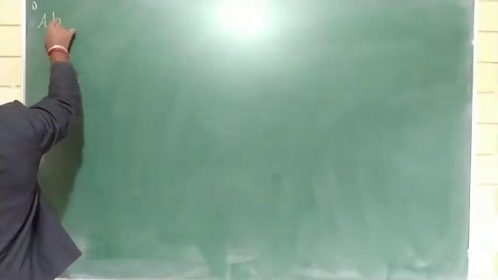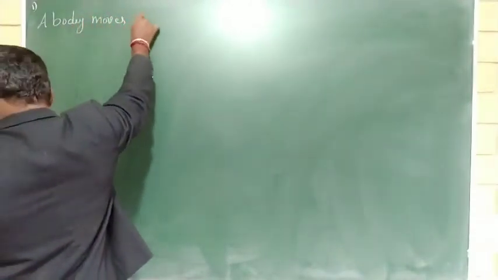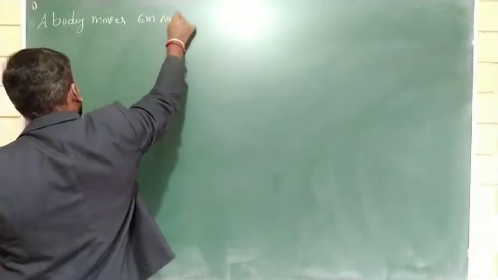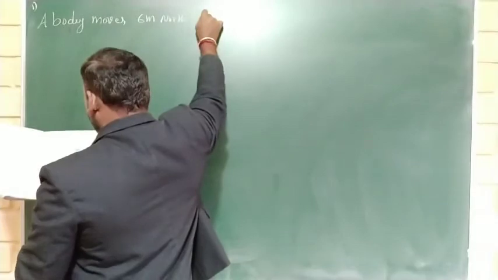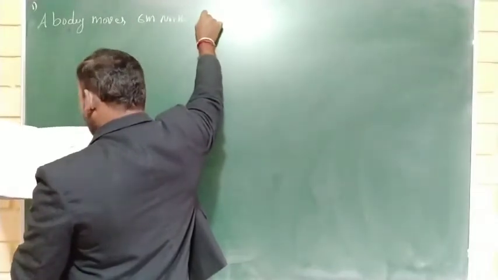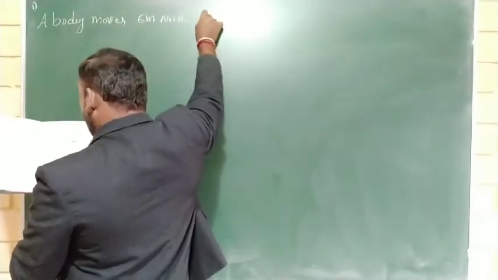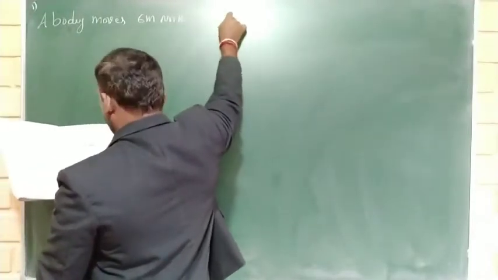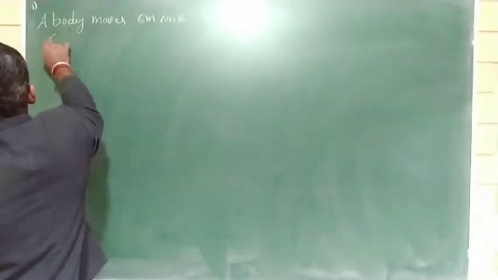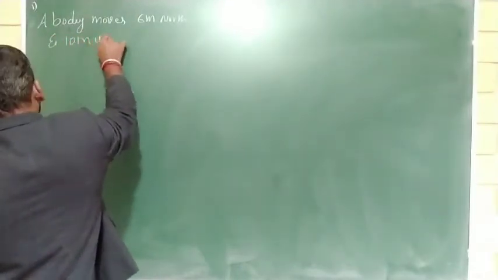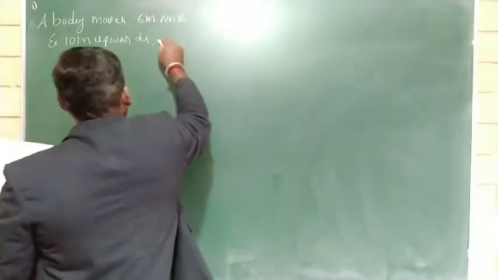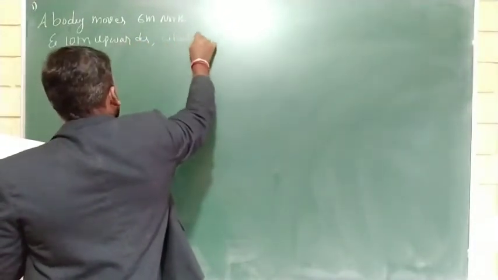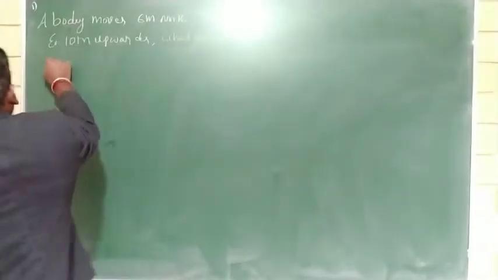First question: a body moves 6 meter north, 8 meter east, and 10 meter upwards. What is the resultant displacement?